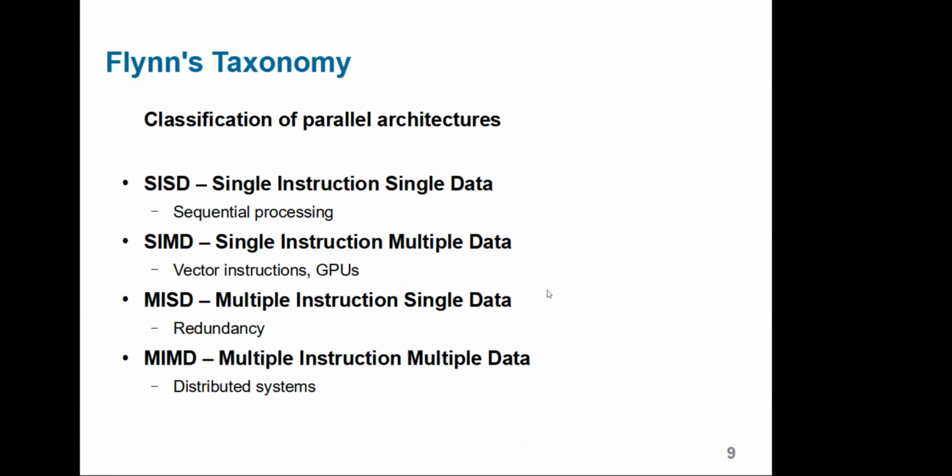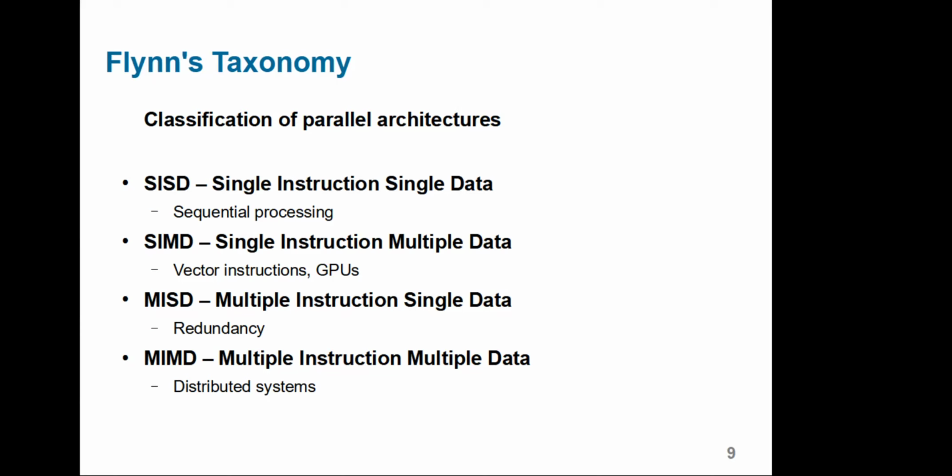So again, a very general idea, something called Flynn's taxonomy, and that's a classification of parallel architectures based on the instruction part, that's like doing something, and the data part, that's like manipulating the numbers. So the oldest one, single instruction, single data, that's sequential processing. At the same time, I take one piece of data, one number, and run a single instruction on that number. Then there is something called SIMD, single instruction, multiple data.